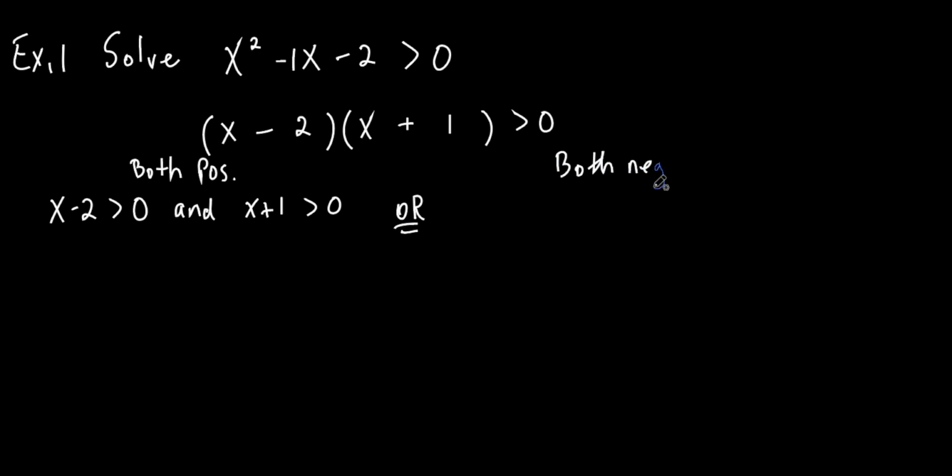Sorry about my writing. Both negative. So what can we say? We can say x minus 2 could be what? How do I show negative with inequalities? Less than 0.